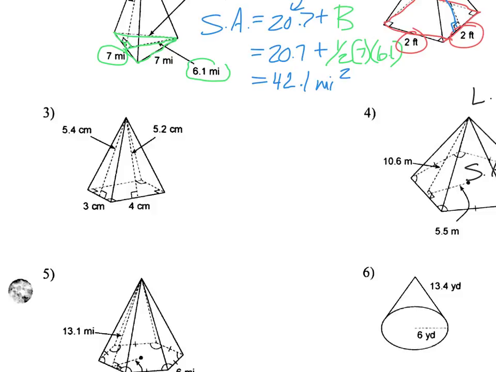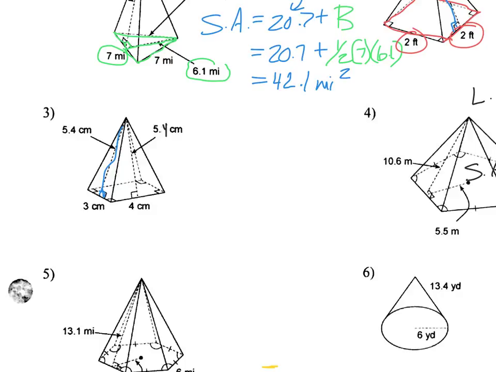Our slant height, and this is a misprint, so let me correct this on your notes. This should not be 0.2, that should be 0.4 like the other one. So that's a misprint there. Sorry about that. But both of those are slant heights. They're both on the side of the face and make right angles here.